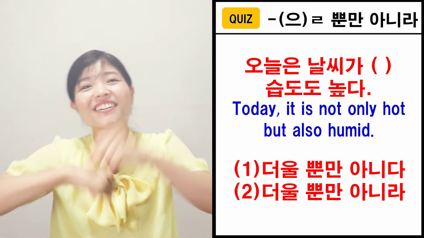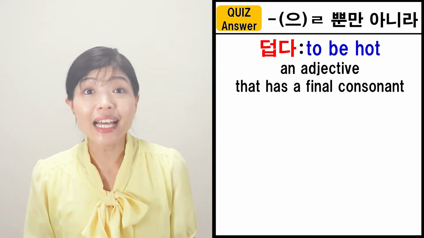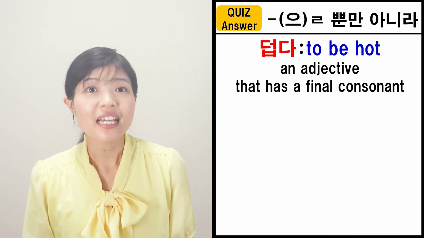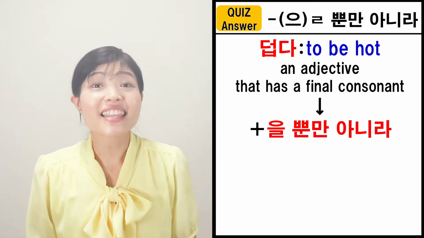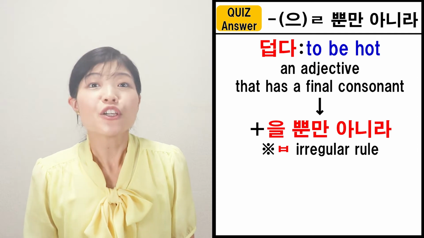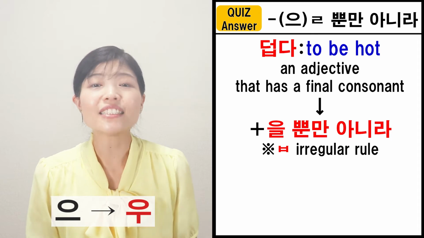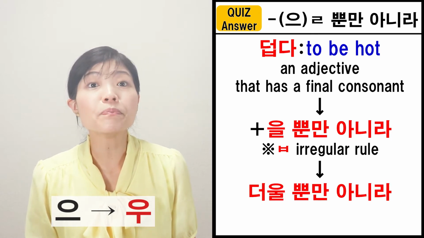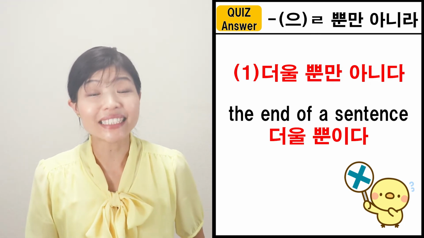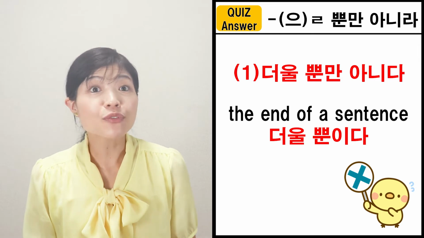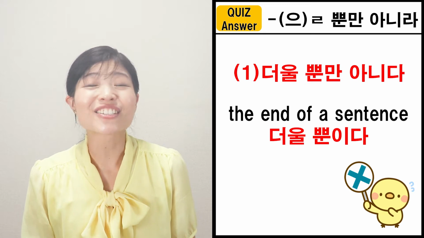The correct answer is number 2. Since 덥다, to be hot, is an adjective that has a final consonant, you will use 을 뿐만 아니라. However, since this is 비읍 final consonant, you apply 비읍 irregular rule to 덥다. So you change 으 to 우 to make 더울 뿐만 아니라. Number one is wrong because you wouldn't say 더울 뿐만 아니다. If you want to put this at the end of a sentence, you can say 더울 뿐이다, as you will see in the next grammar.